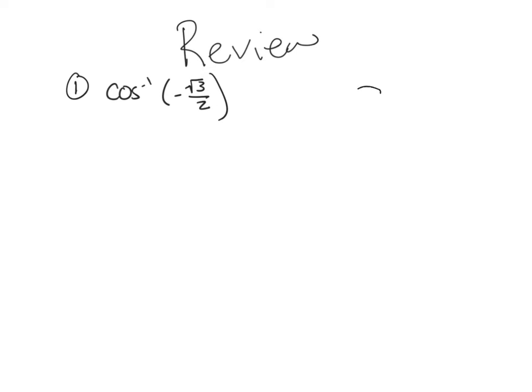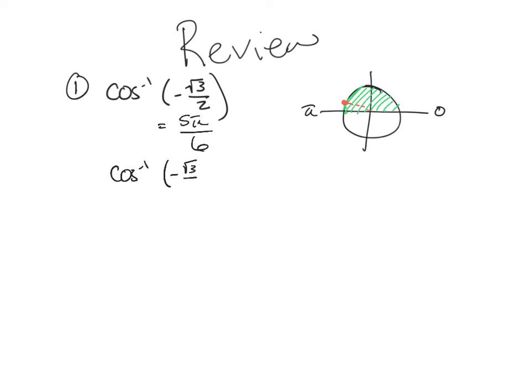Now, for cosine, remember we're going to be between 0 and pi. So we're looking in these first 2 quadrants here. Now I know it's not going to be quadrant 1 because this is negative root 3 over 2. So it's going to be in quadrant 2, and it is in fact going to be right there, and that is at 5 pi over 6. So our final answer is that cosine inverse of negative root 3 over 2 is equal to 5 pi over 6.